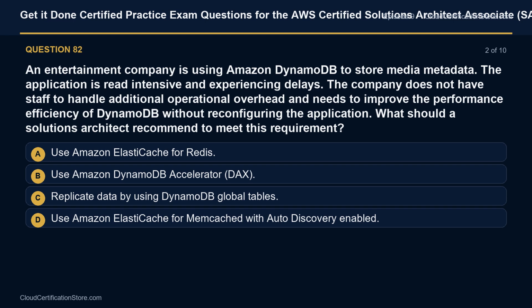Option B. Use Amazon DynamoDB Accelerator, DAX. Option C. Replicate data by using DynamoDB Global Tables. Option D. Use Amazon ElastiCache for Memcached with Auto Discovery enabled.